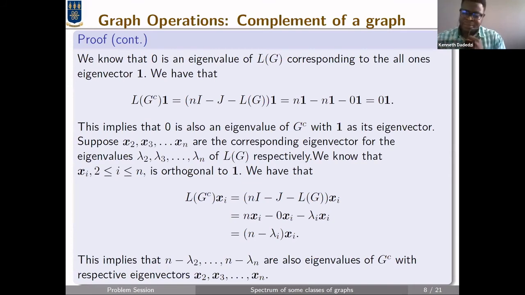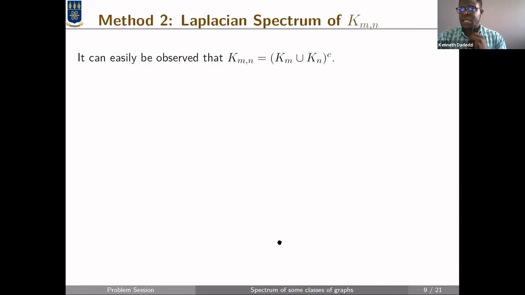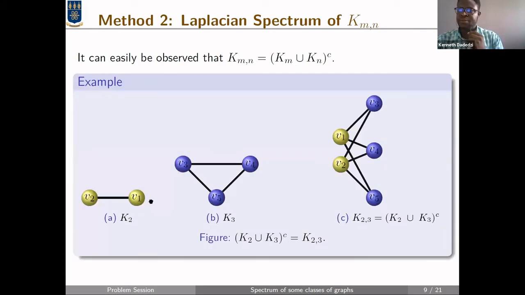So if you consider the complete bipartite graph, we can think of it as the complement of the disjoint union of complete graphs. For example, if you have K2 here and K3 here, and you take the complement of this union, it forms an edge here, and this one forms connections to everyone there. So we get two complete graphs, and their union gives us that.